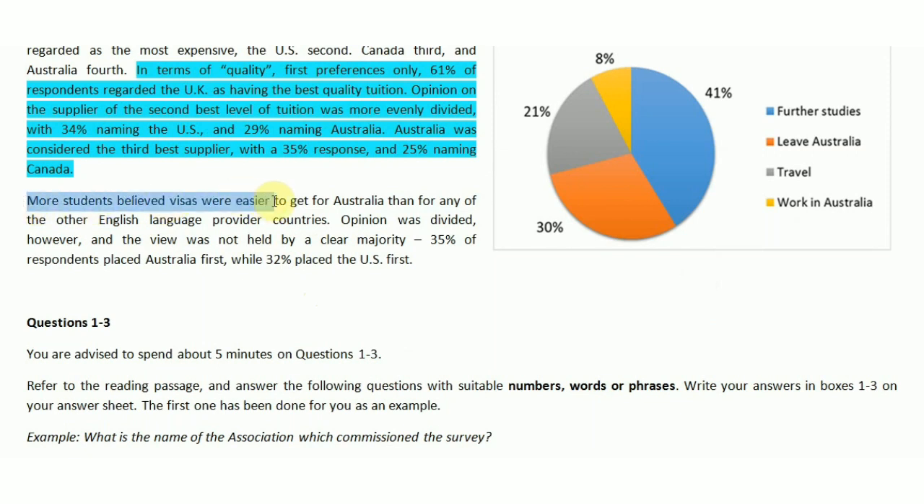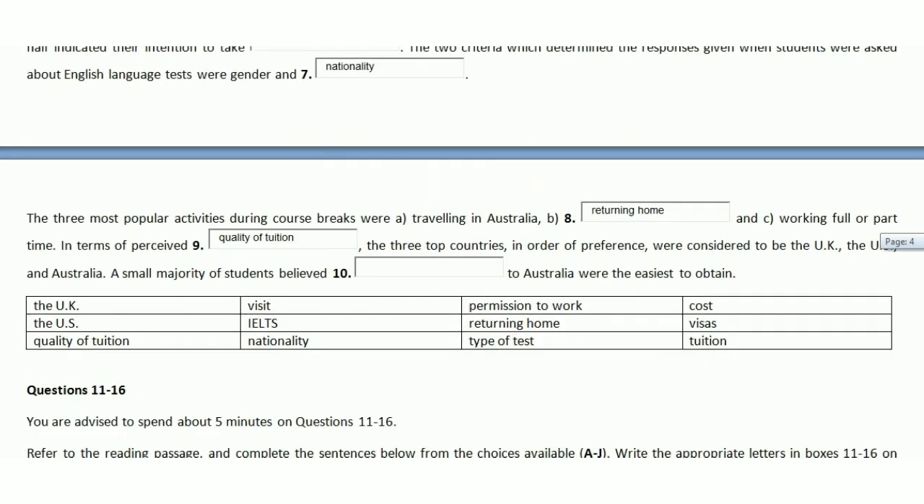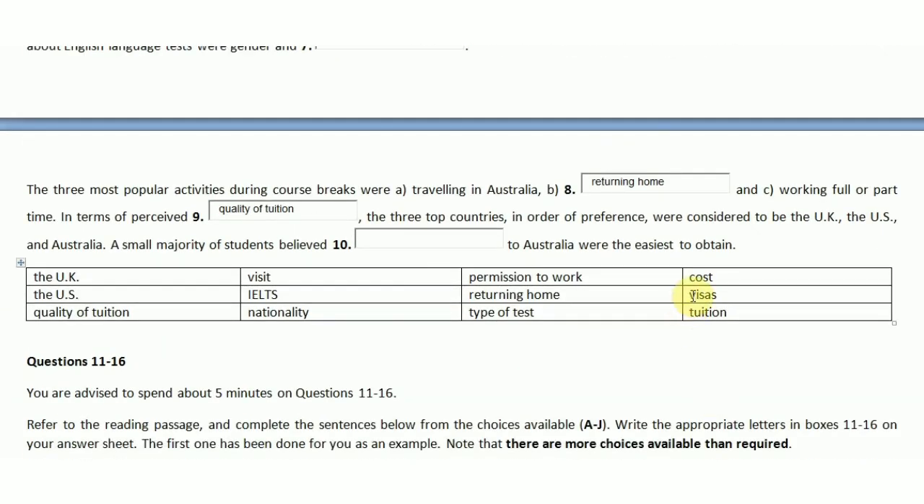So let's just locate this too. This is the location of the 10th question, and our answer is going to be visa or visas. Yes, here is visas. So our answer is visas. So this is the answer of the 10th question.